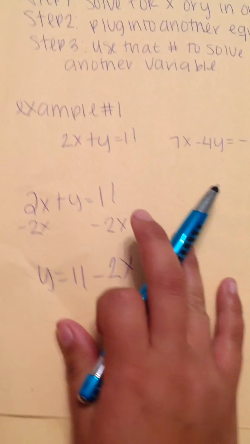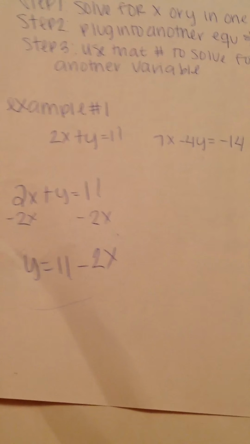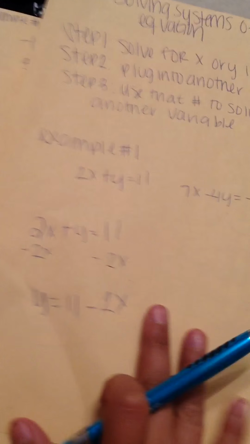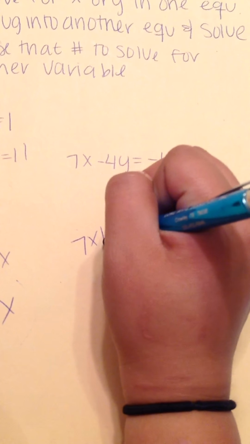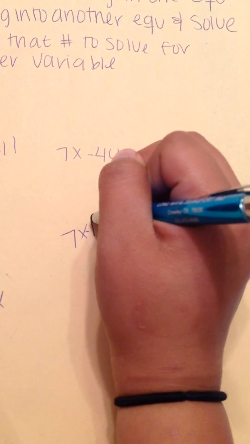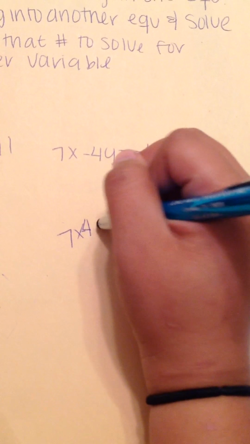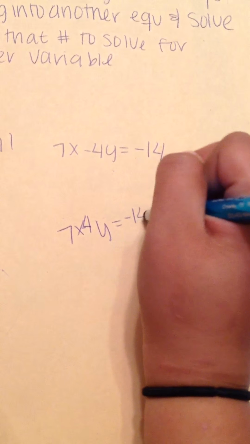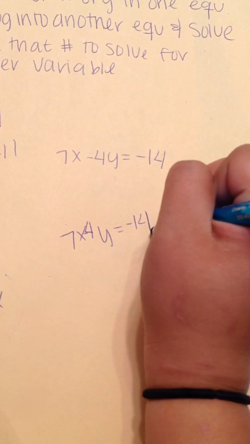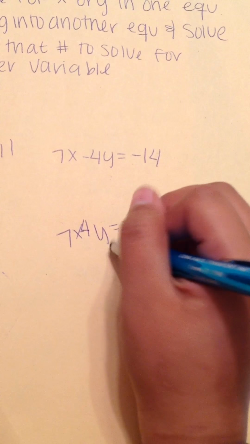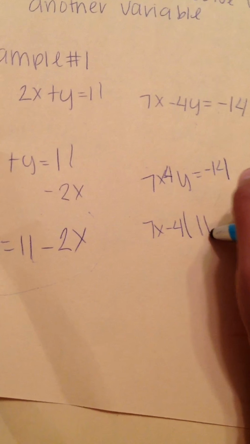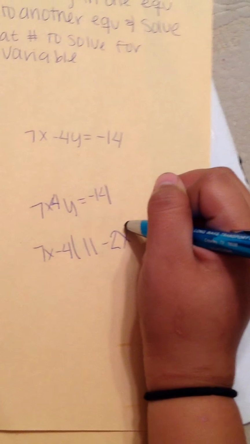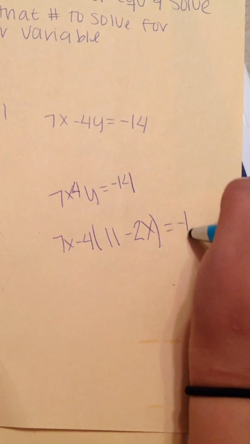So what I'm going to do is take that equation and plug it in for y. I'm going to use the other equation because I don't want to just stick to this equation the whole time. Okay, so you're going to have 7x minus 4y equals 14. Then you plug that expression in for y. So you have 7x minus 4 times the quantity 11 minus 2x, close that off, equals 14.